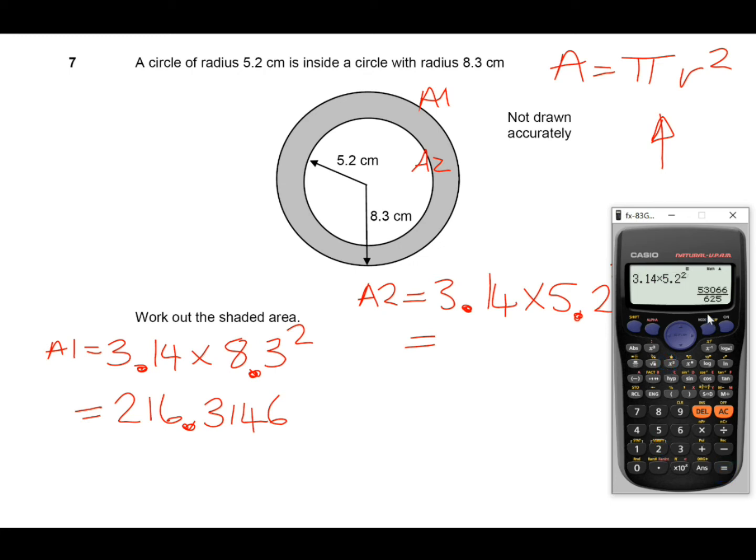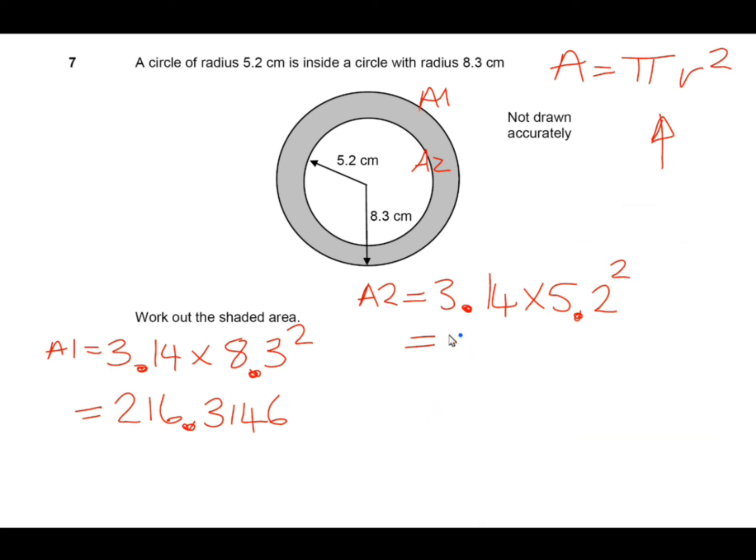Press equals. Press the SD button to give us a decimal and write down the number that we've got, 84.9056. So that's the area of our smaller circle.